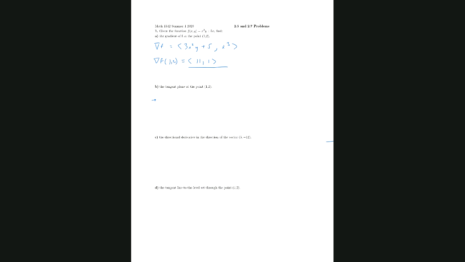And what else do I need for part B? So I need the gradient vector, which is right there. I also need the point. So if I put in (1, 2), what do I get? 7. Okay. So therefore, Z is equal to... and notice this is not from the one we just did. So whichever order you want to do it.